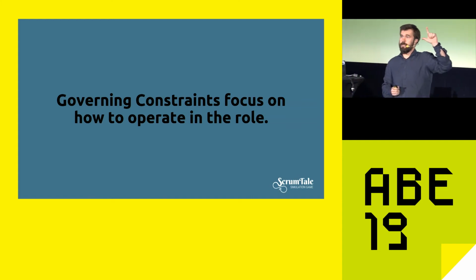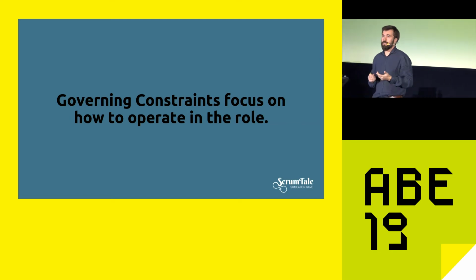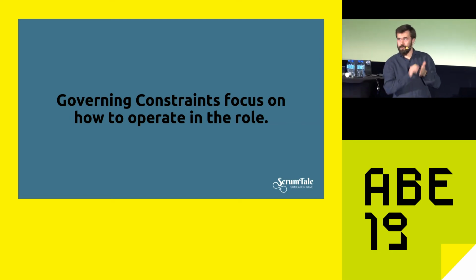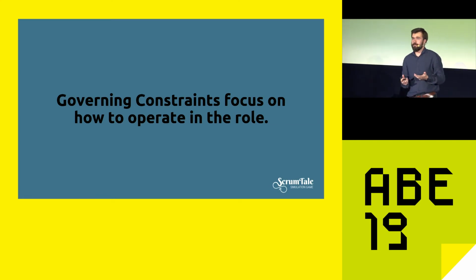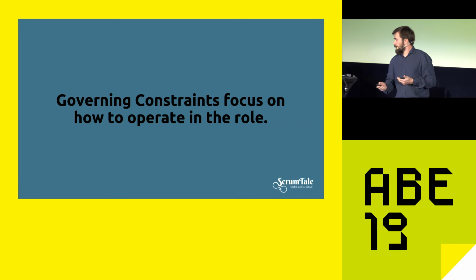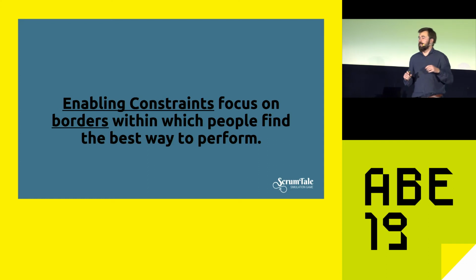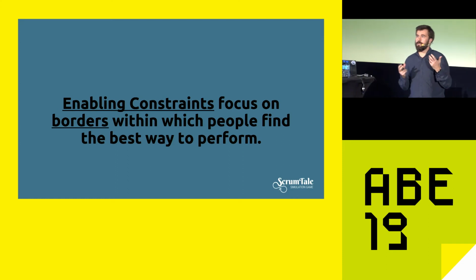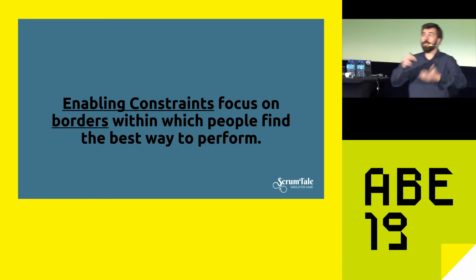The second one is enabling constraints. Governing constraints is the typical way of building a role definition, like this role should do this and this and this and this. It's like a recipe approach. It's our typical way of defining roles in organizations. While enabling constraints create borders, and focus on borders within which people can find the best way to perform in that role. So it's quite the opposite.